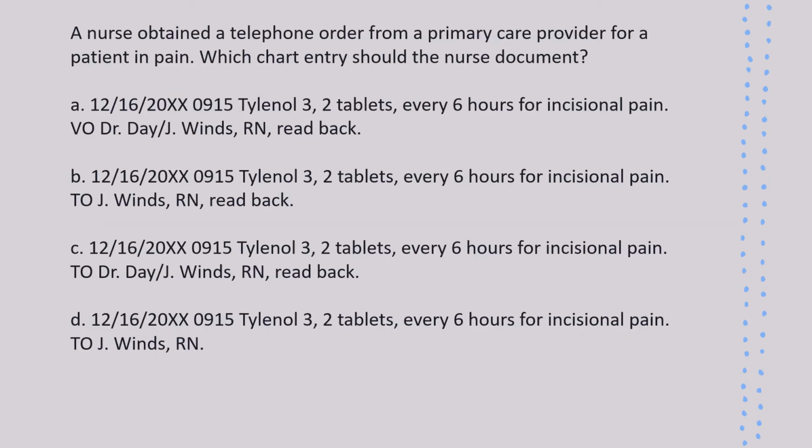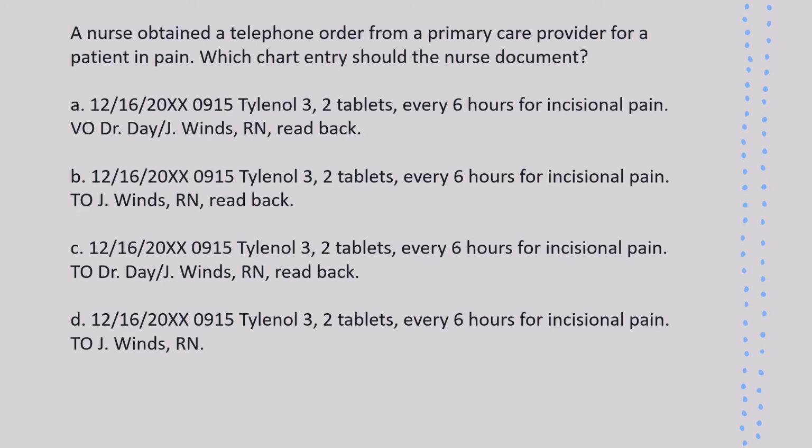A nurse obtained a telephone order from a primary care provider for a patient in pain. Which chart entry should the nurse document? A. December 16, 20xx 0915 Tylenol 3, 2 tablets every 6 hours for incisional pain. VO Dr. Day, J. Wins RN, Readback.